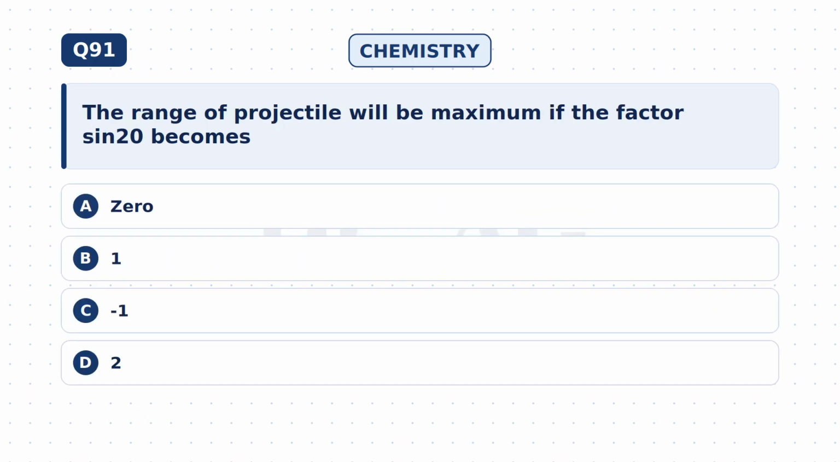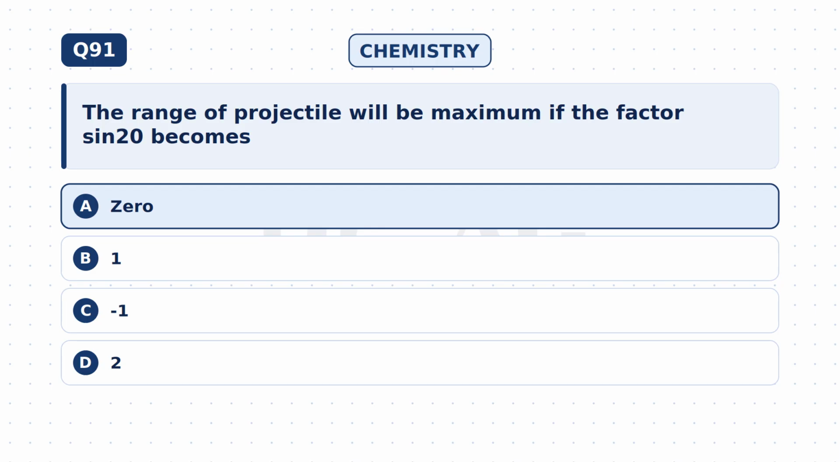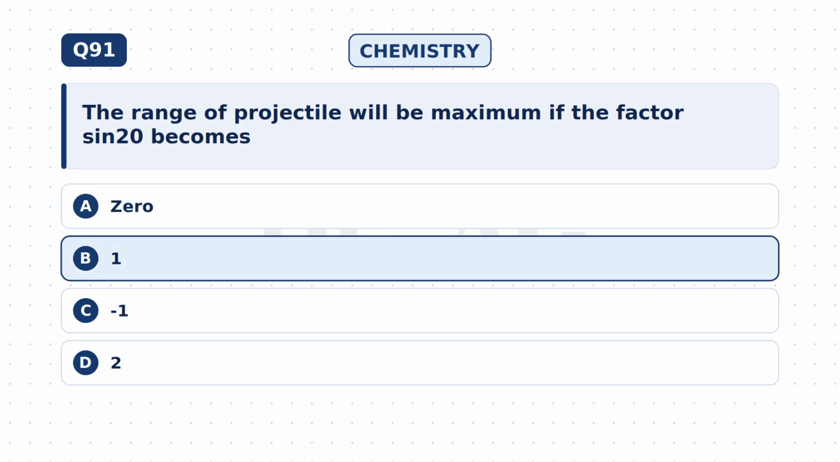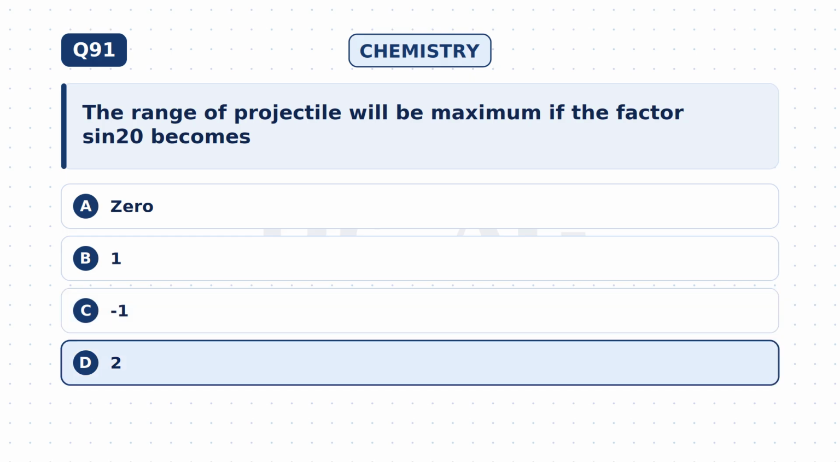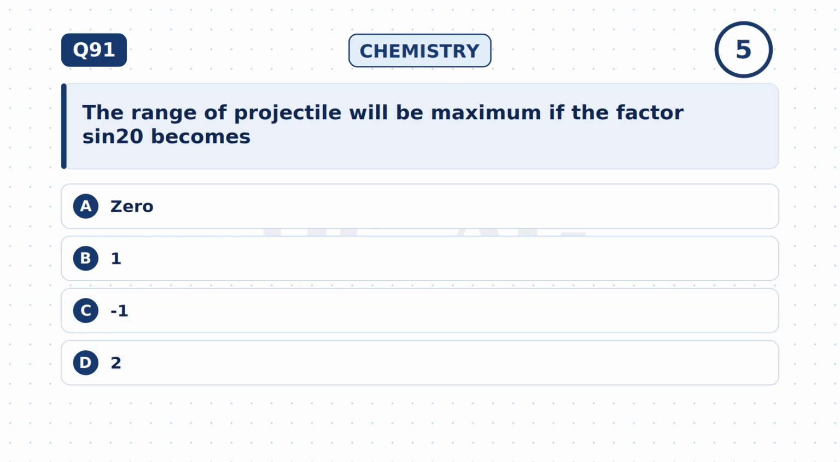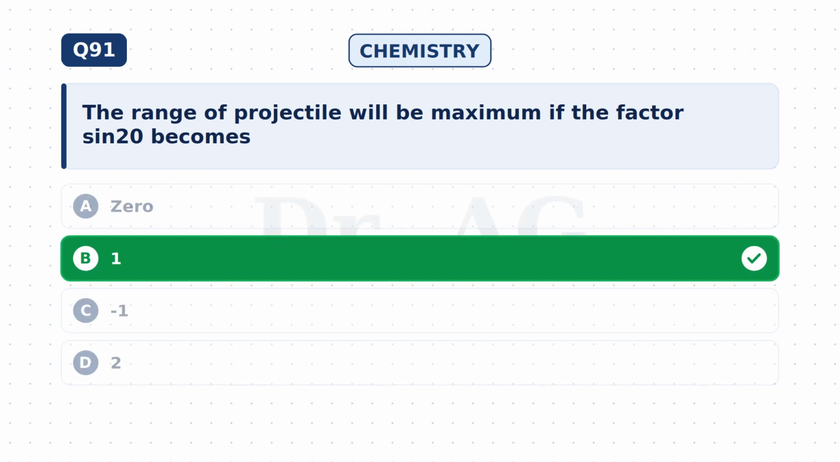Question 91. The range of projectile will be maximum if the factor sin 2θ becomes: Option A, 0. Option B, 1. Option C, -1. Option D, 2. The correct answer is B, 1.